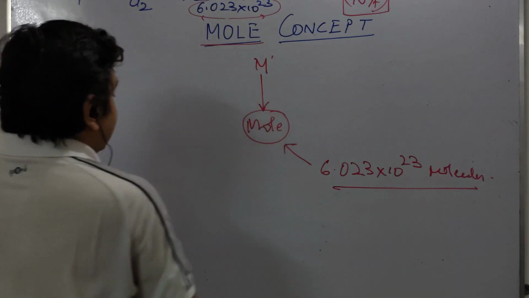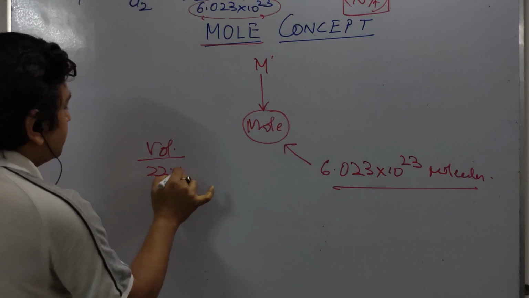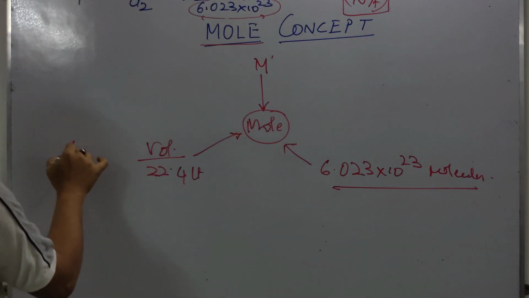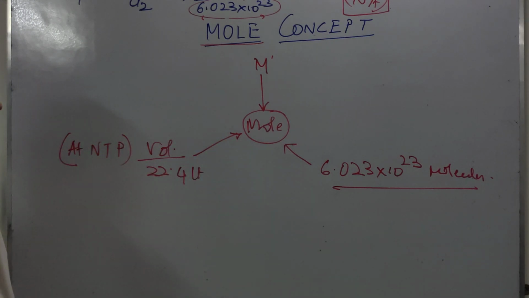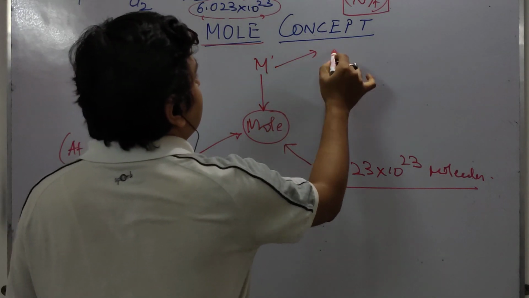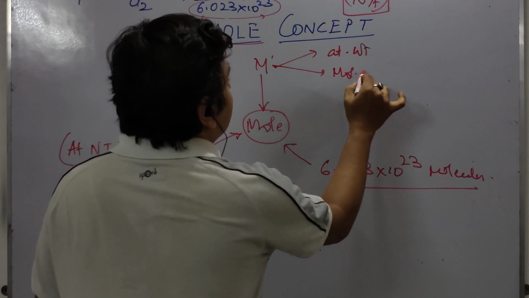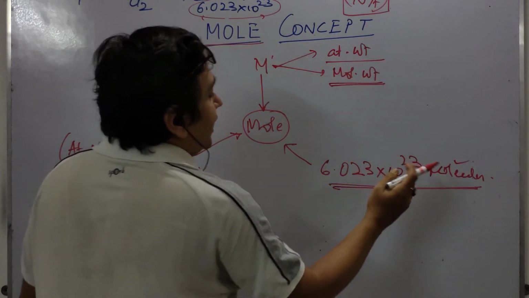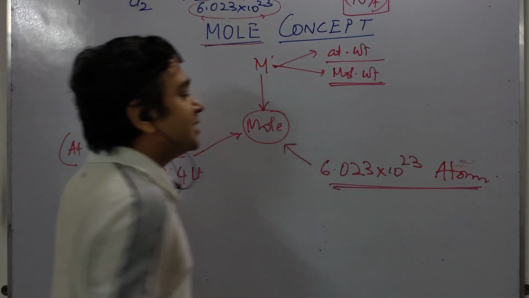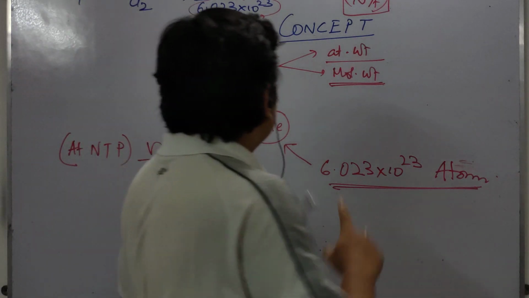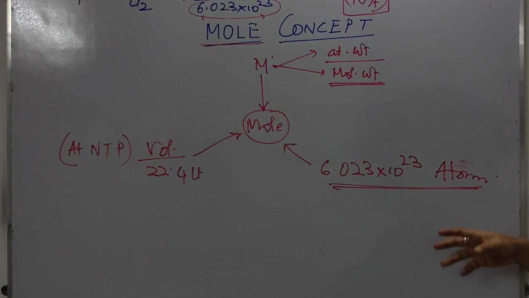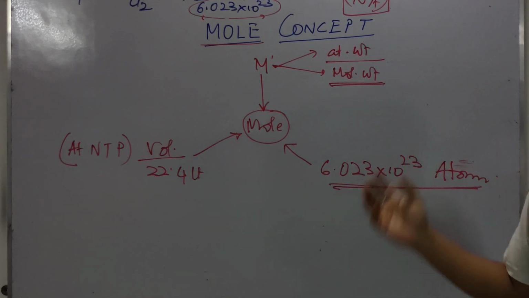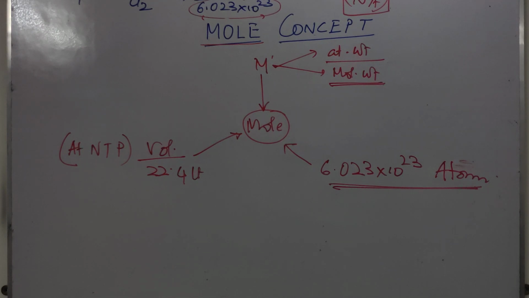But please do remember that regarding volume there is no fallacy. 22.4 liter at NTP is known as 1 mole. But in case of weight, it can be considered as atomic weight and it can be considered as molecular weight. If it is molecular weight, then this much number of molecules. If this is atomic weight, then this much number of atoms are there. So this is the interesting part of the mole concept. I hope you can understand. Now we will proceed to problem solving, on how we can correlate these 3 parts: volume, number of particles, and mass, that is atomic mass and molecular mass.